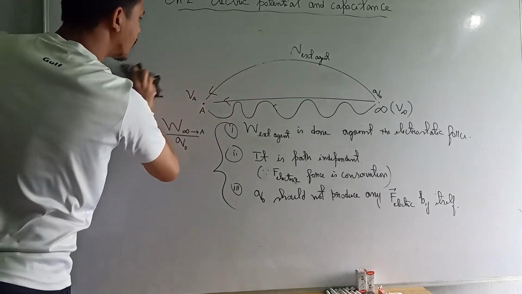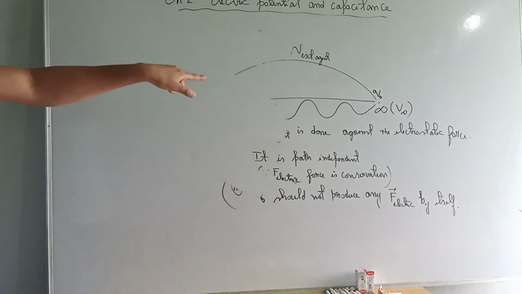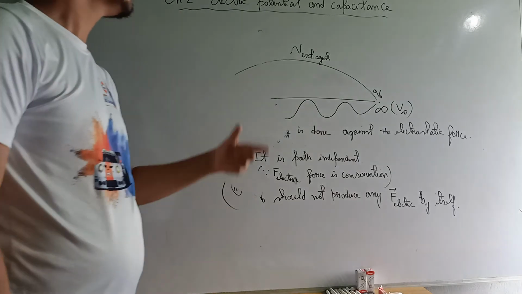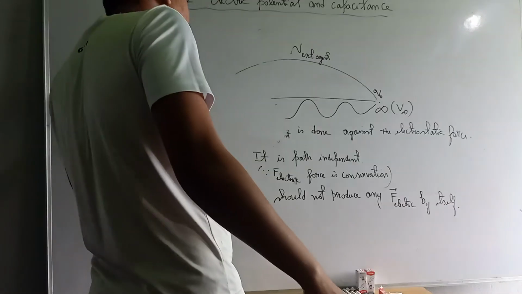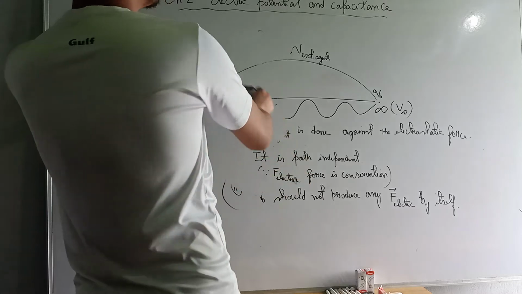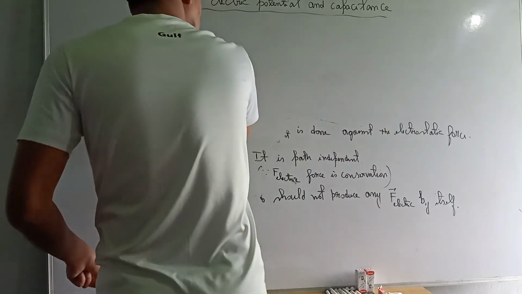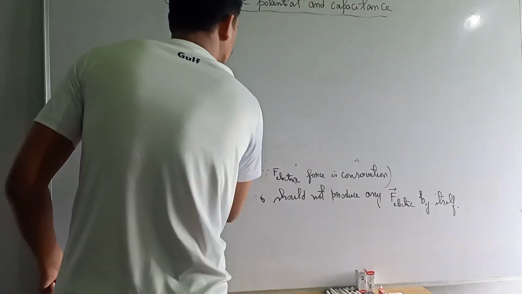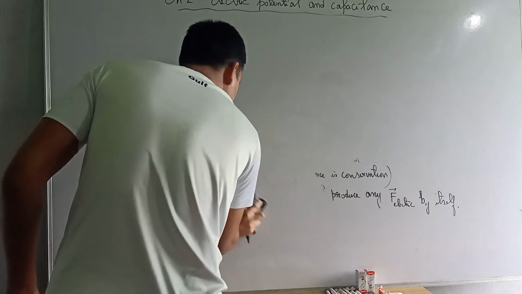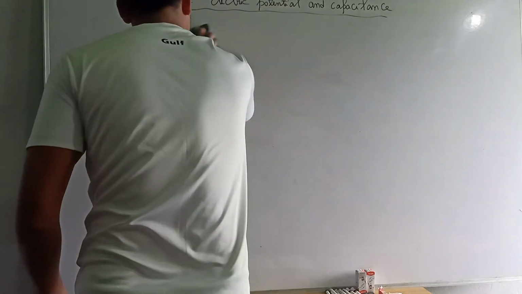So electric potential at a point is defined as the work done per unit test charge in bringing it from infinity to that particular point against the electrostatic force. 3 points that you need to know. First one, the work that you have done is always against the electrostatic force, means it should be done against the electrostatic force.